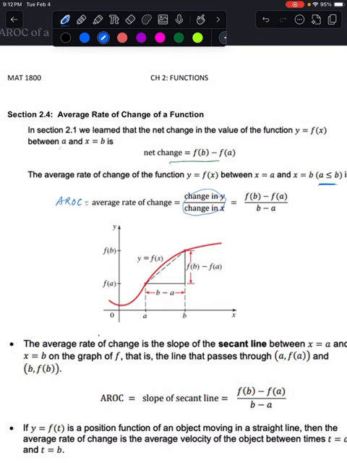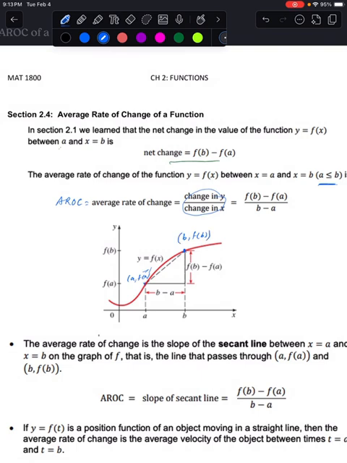So now notice here, if we have a function and we take 2 points on the function, where the first point has the x coordinate a. So what will be the y coordinate of this point? It will be f of a. So this point has coordinates a, f of a, and this point has coordinates b, f of b.